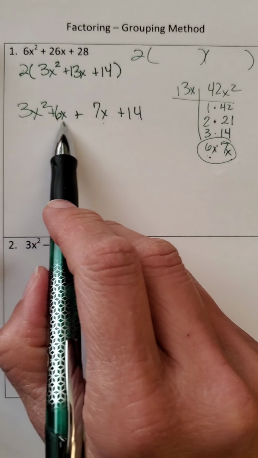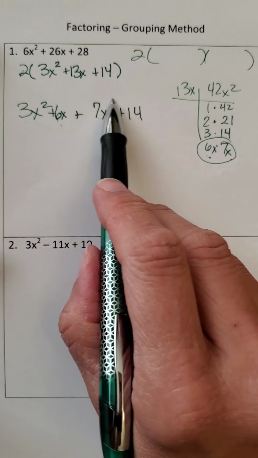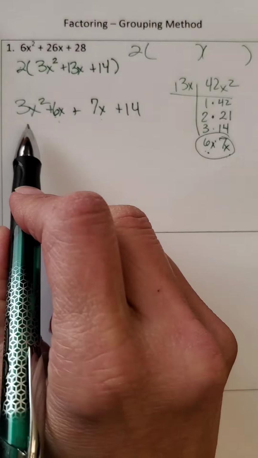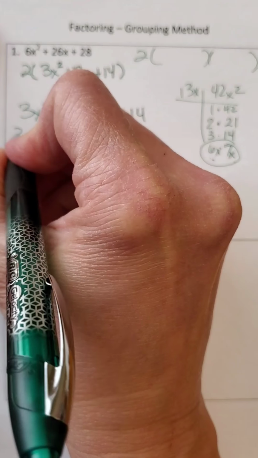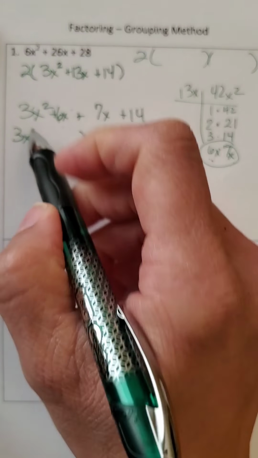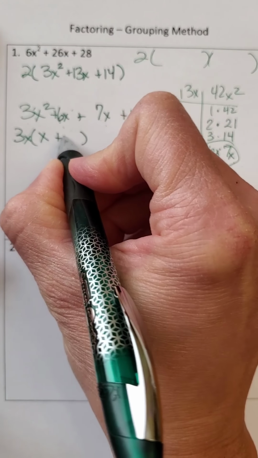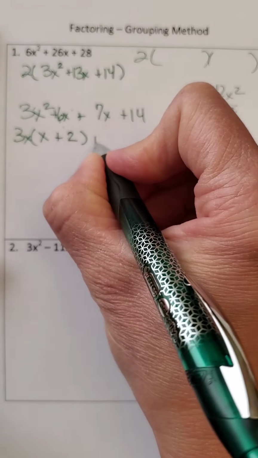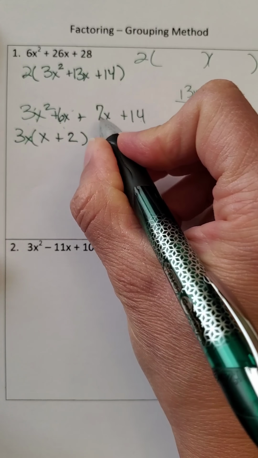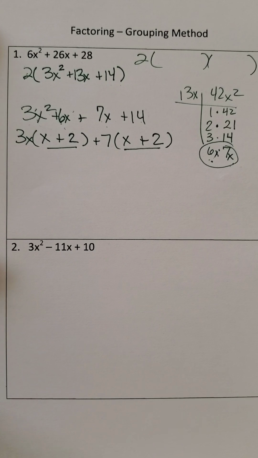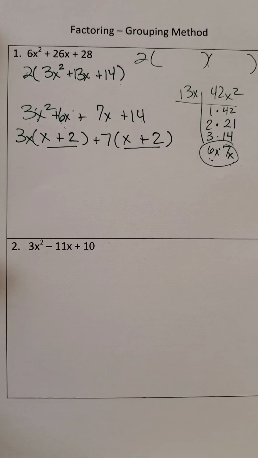Now what I'm going to do is I'm going to take the greatest common factor out of these 2 and the greatest common factor out of those 2. That's the grouping method. Okay, so the greatest common factor between these 2 is 3x. And so then I divide each of those by 3x. So when I divide this by 3x, I get an x. When I divide this by 3x, I get a 2. Now the greatest common factor between 7x and 14 is 7. So when I divide both of those by 7, I get x plus 2. Notice that the x plus 2 is the same in both pairs.